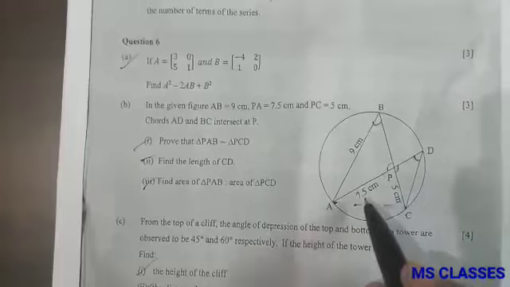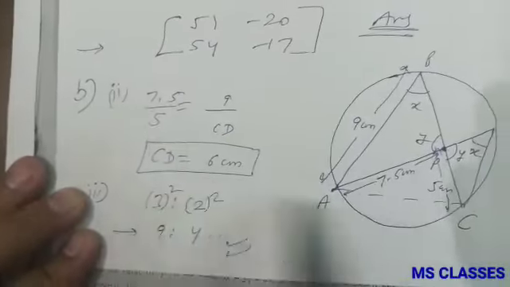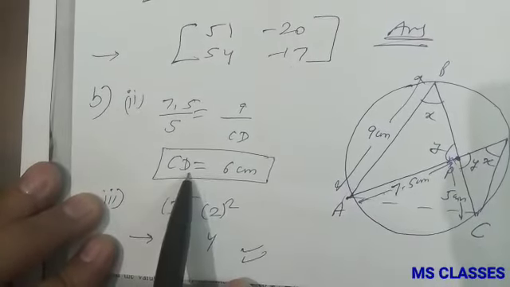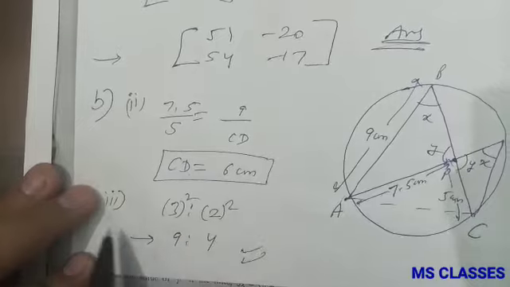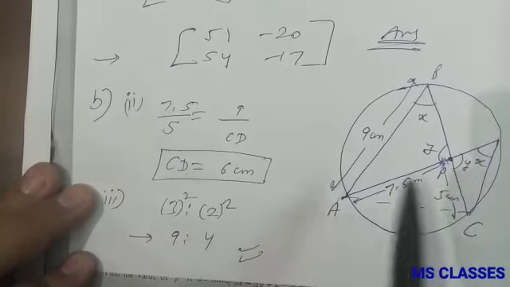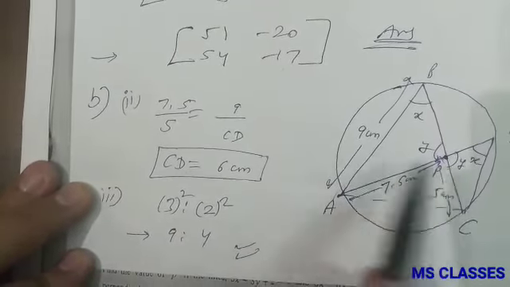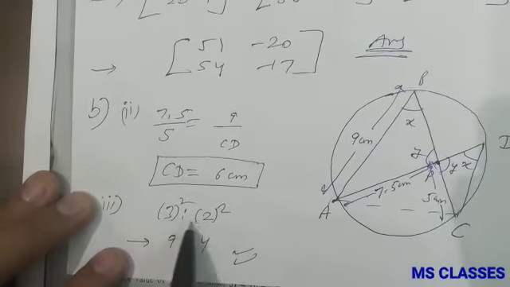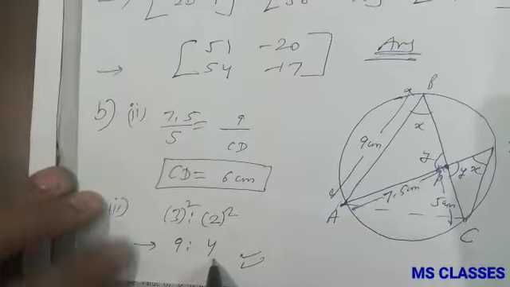For the second part, you can see that 7.5 divided by 5 is equal to 9 divided by CD. So from here we can get CD as 6 centimeter. And third part, area will be the square of the ratio of the sides, which is 9 by 6 whole square, which is 3 by 2 whole square, which is 9 by 4.